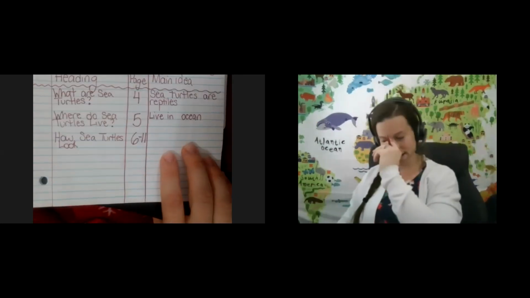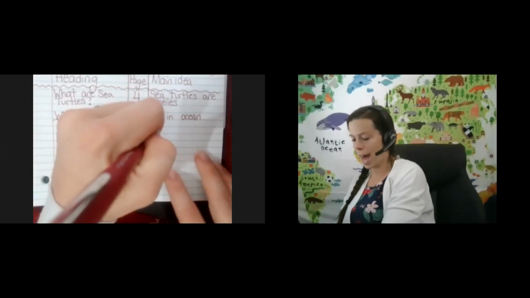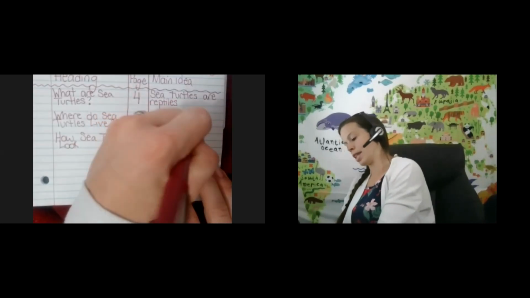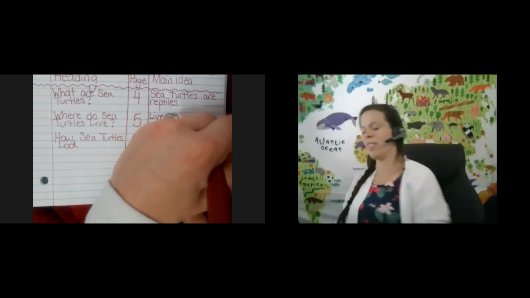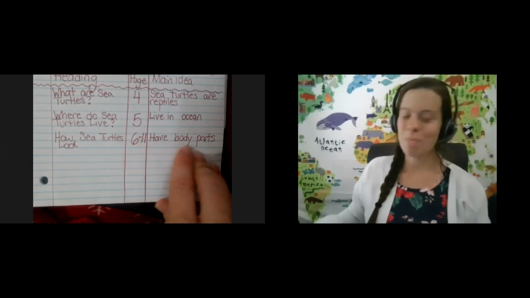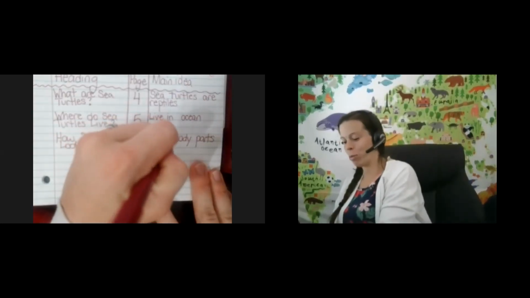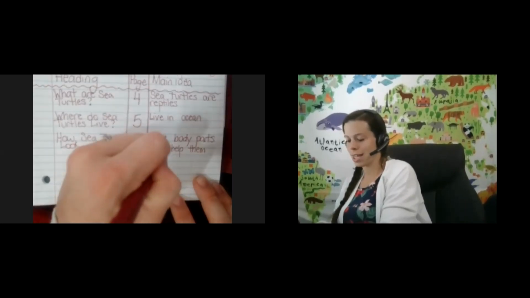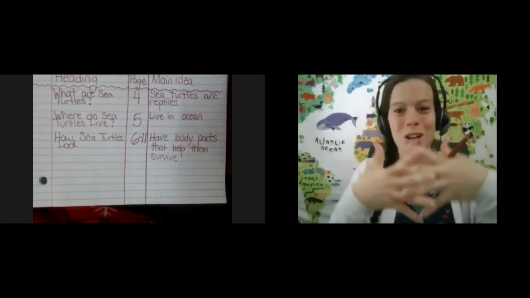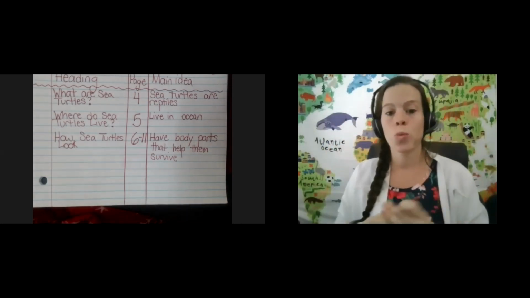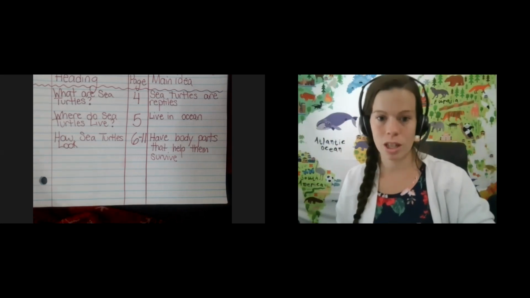All right. So in that section, sea turtles have, so I'm just going to start with have, body parts. You could also call them features if you wanted to, be a little fancy. Have body parts that help them survive. Now I took all those details, put it together, and that helped me figure out that main idea, okay, what it's mostly about.